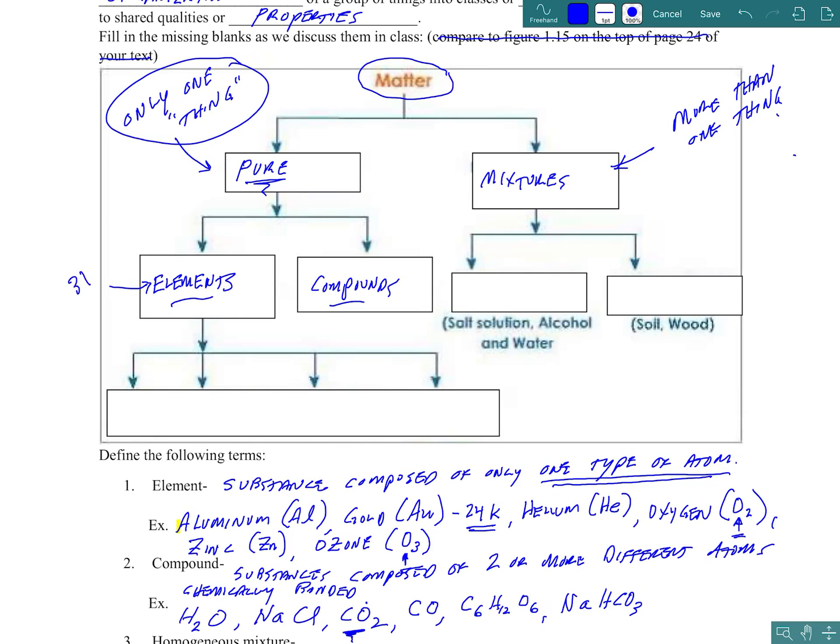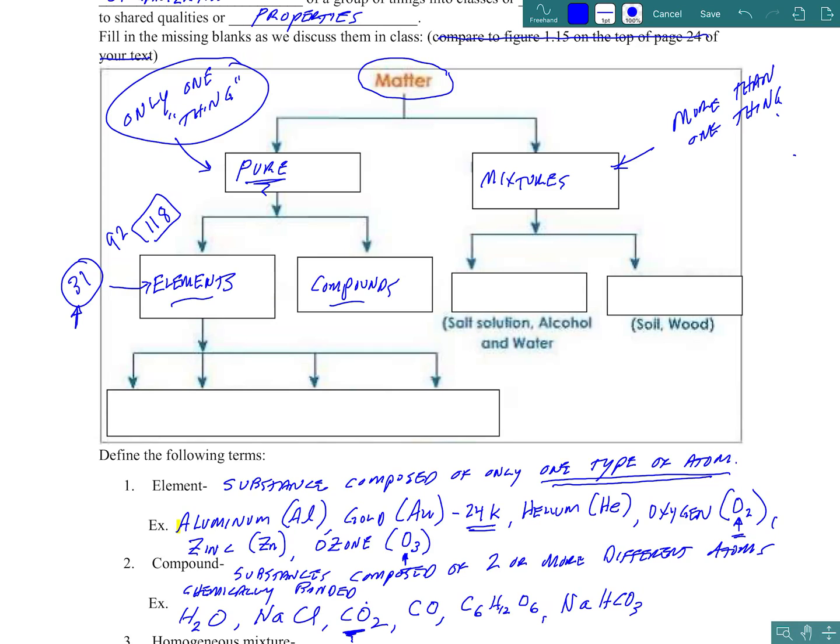And I gave you a list of 31 elements that you need to know for this class. There's actually 92 that occur naturally, and there's 118 currently elements that either occur naturally or have been synthesized in the laboratory. Like I said, you're only responsible for this class for knowing 31 of those, and that would be their symbol and their name. Compounds, on the other hand, we said are substances that are composed of two or more different elements chemically bonded to each other. Not mixed together, but they're actually bonded to each other.